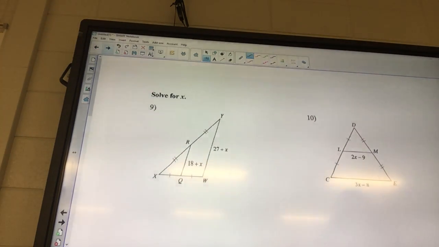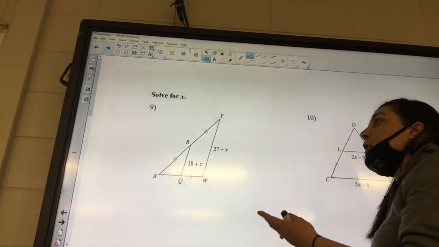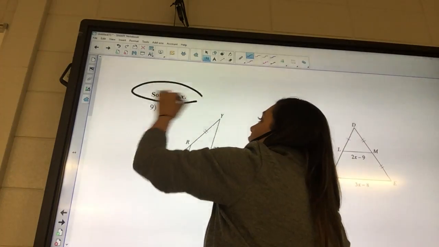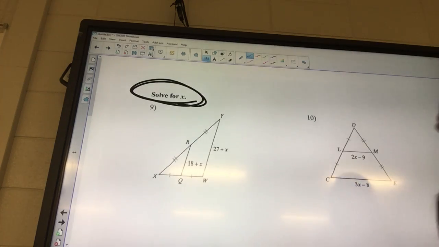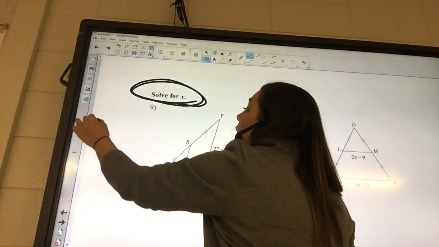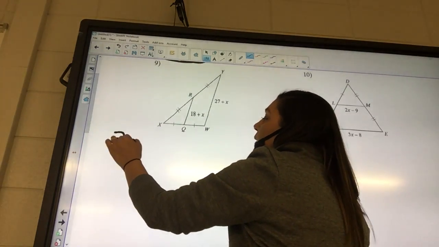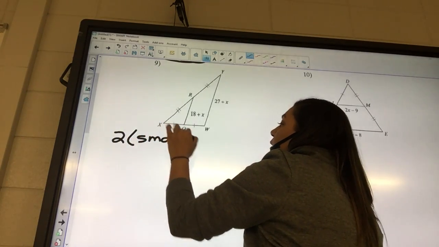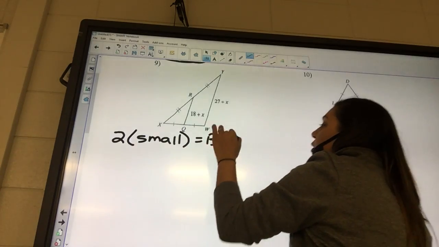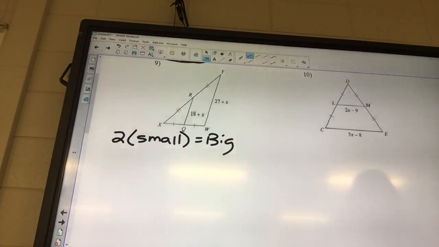Okay, these ones, solve for X. This is just solve for X. So somewhere on the page, you need to write yourself a note that it's a solve for X. It means you stop a step early. Okay? So it's 2 times the what? Small. 2 times the small equals the big. And some of you guys flip-flopped these yesterday. Make sure the small one goes where the small one goes and the big one goes where the big one goes.